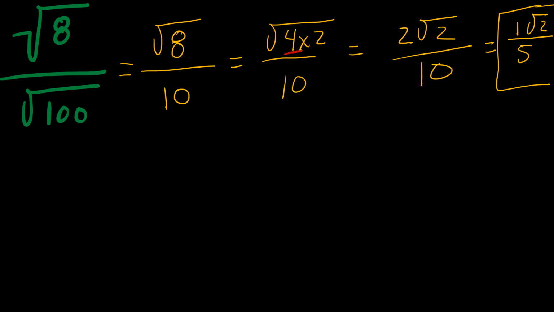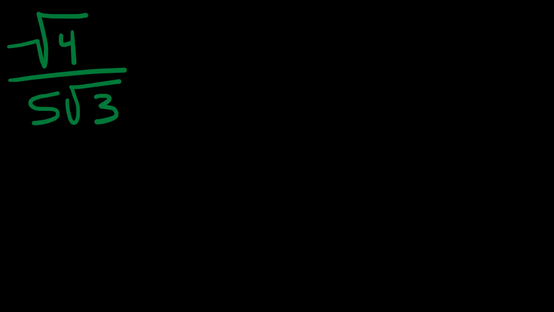Let's do another problem. So we have the square root of 4 divided by 5 root 3. Let's simplify before we rationalize the denominator. The square root of 4 is just 2. So this would be 2 over 5 square root of 3. And now let's get rid of the square root of 3. So let's multiply the top and bottom by the square root of 3.